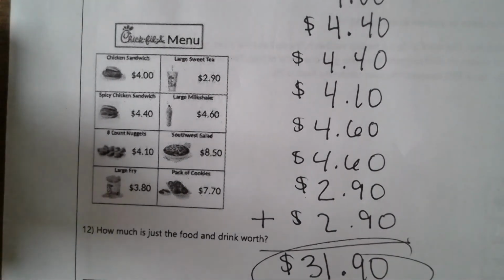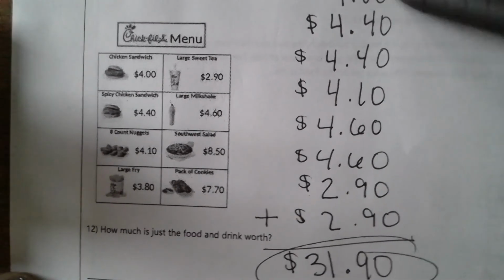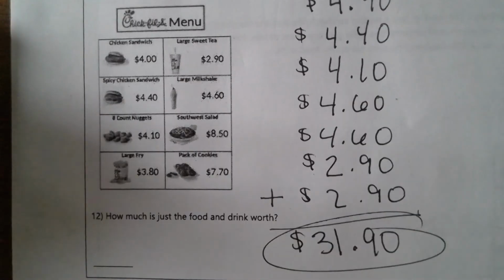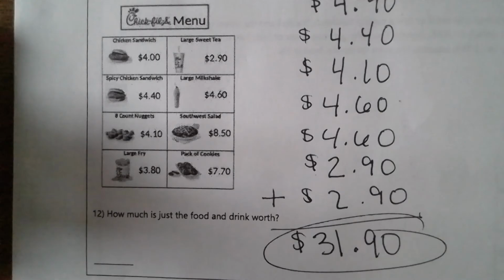and I encourage you guys to do the same thing on these types of problems, because when you're adding a bunch of numbers here, you may do something wrong or may forget a number. So I always like my students to do it 2 times just to make sure, and I got the same answer both times, so I know I did it correctly. Okay, so after the food and drinks, you get a total of $31.90.